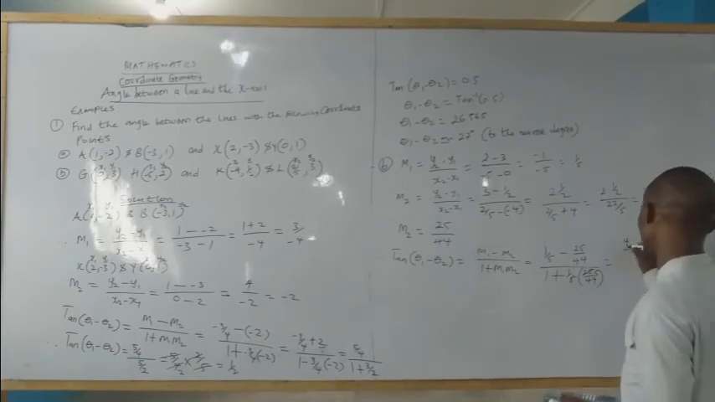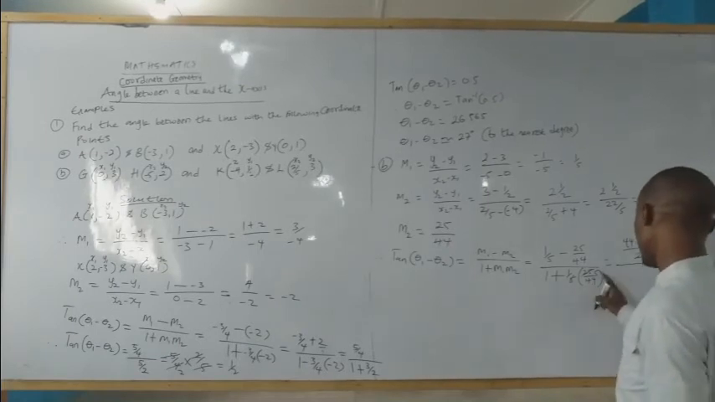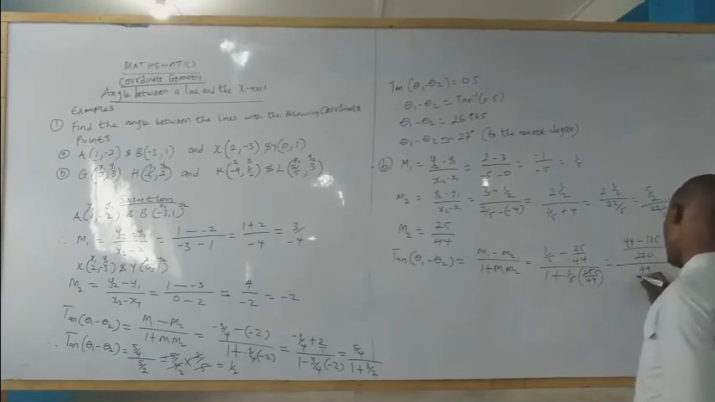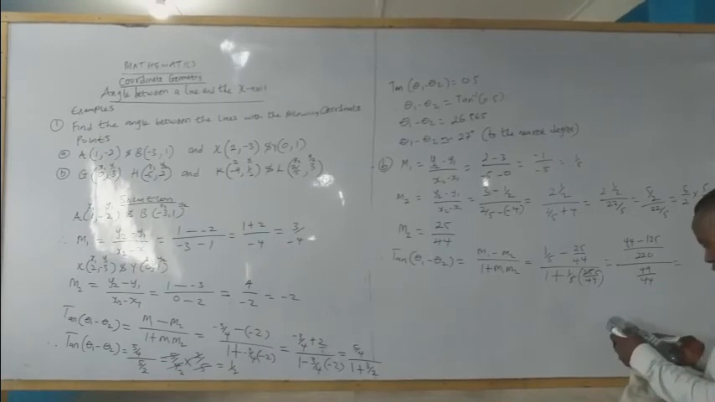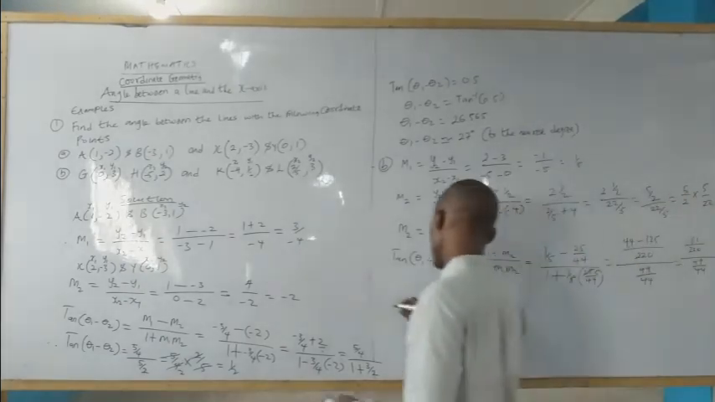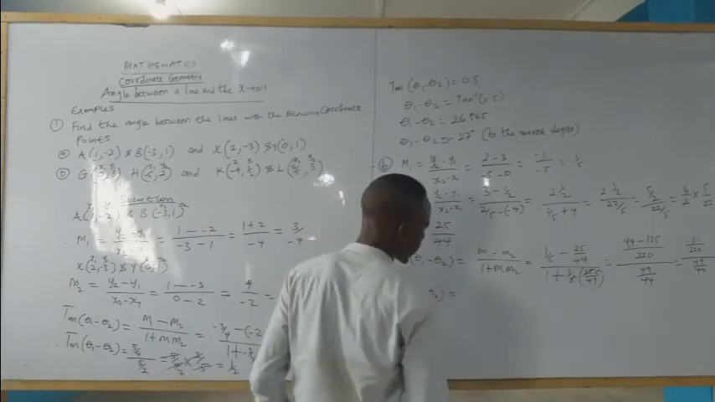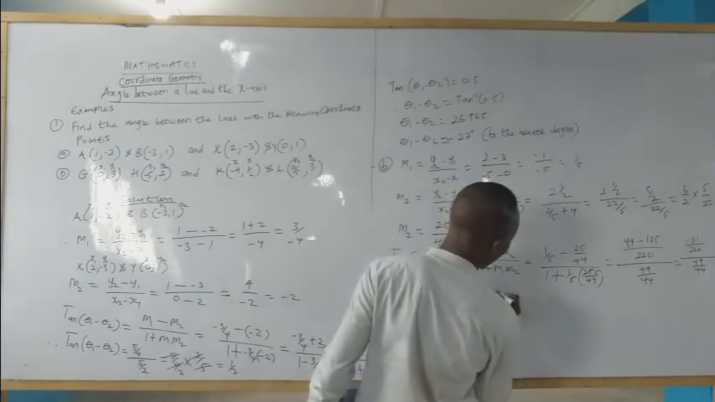Over 5 into 220 is 44, so we have 44 minus 44 in this is 5, 5 times 25 is 125. All over, from here, we have 5 remaining here. So 5 over 44 plus 1. So 44 plus 1 is 49, 49 over 44. This then gives us 44 minus 125, which is equal to minus 81 over 220, over 49 over 44. Therefore, tan theta 1 minus theta 2 is equal to minus 81 over 220 times 44 over 49.